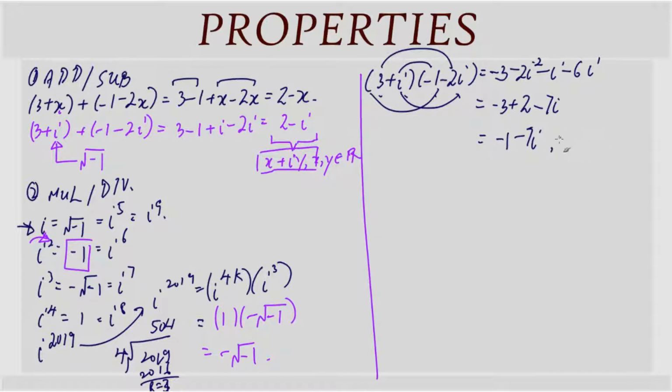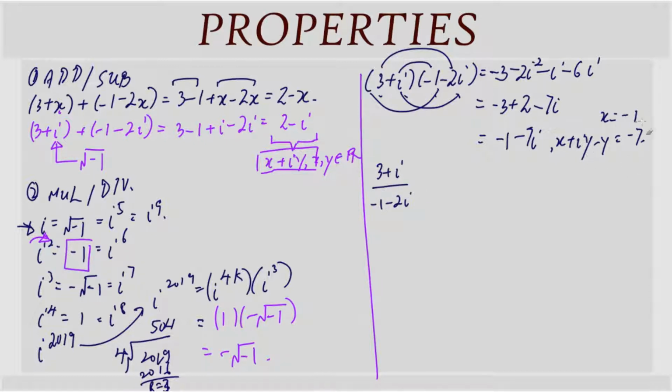We realize that this is in the form of x plus iy once again, where x is equal to negative 1 and y is equal to negative 7. Now let's talk about division. Let's say we have 3 plus i over negative 1 minus 2i.